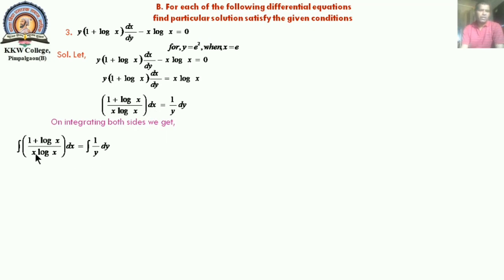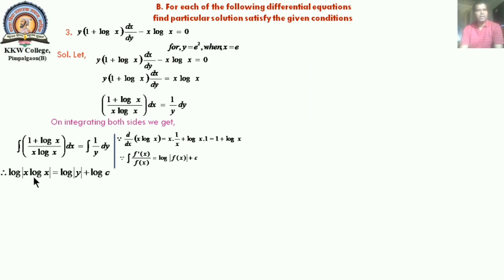Here, the derivative of x log x, by the u into v rule, has x as it is, derivative of log x is 1 by x, plus log x as it is, derivative of x is 1. The derivative of x log x is 1 plus log x, and therefore we'll use the formula f dash of x upon f of x because of the denominator. Integrating, we get log of x log x is equal to integration of 1 upon y, which is log y, and we'll take the arbitrary constant as log c.